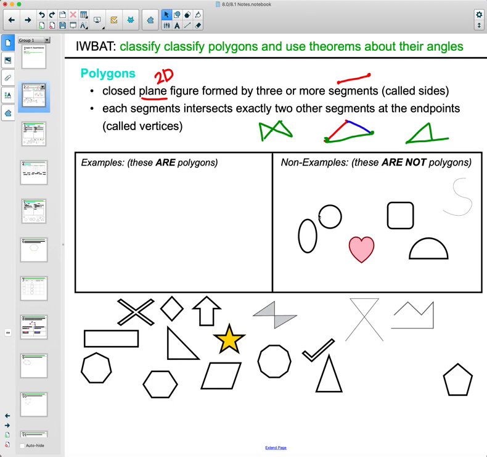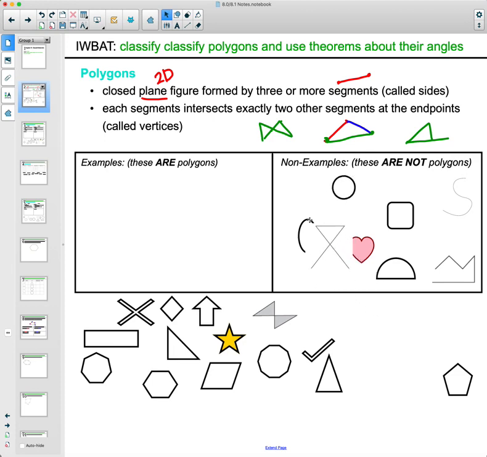Another thing, two-dimensional: I don't see any three-dimensional shapes down here. And then I talked about how it can't intersect, it only has to hit at the endpoints, and it has to be closed. So this one right here is open. It doesn't close at the vertices, so that would be a non-polygon. This one as well, it crosses over and those other sides don't close. So that is a non-polygon.